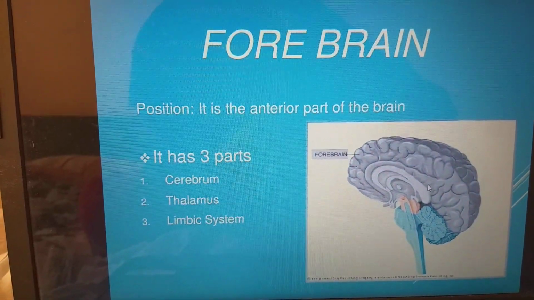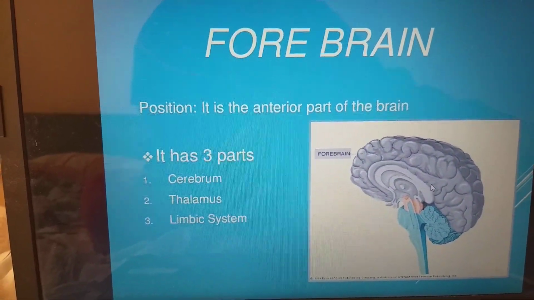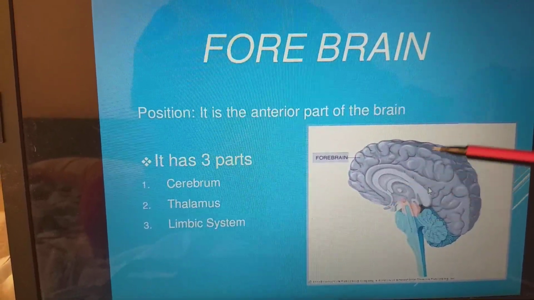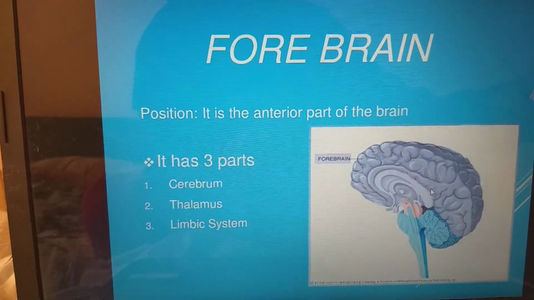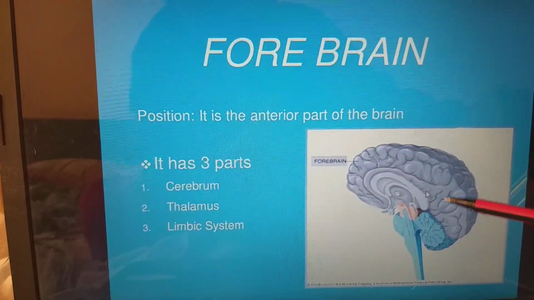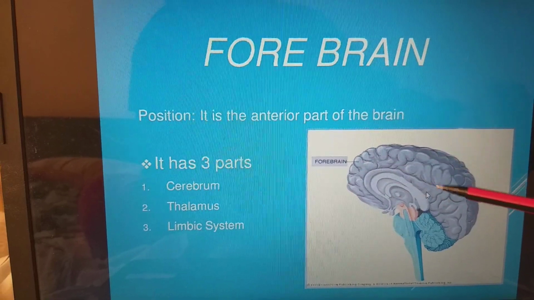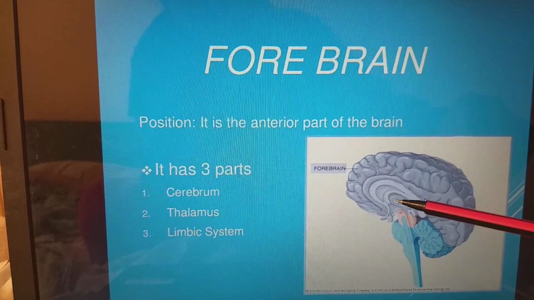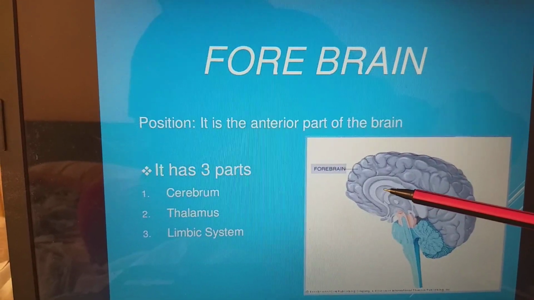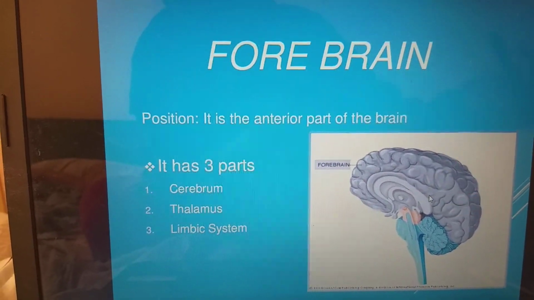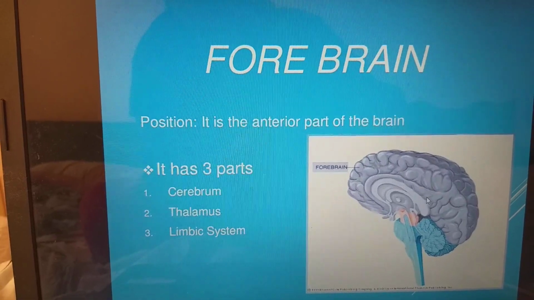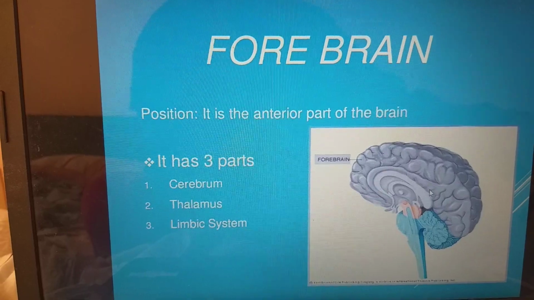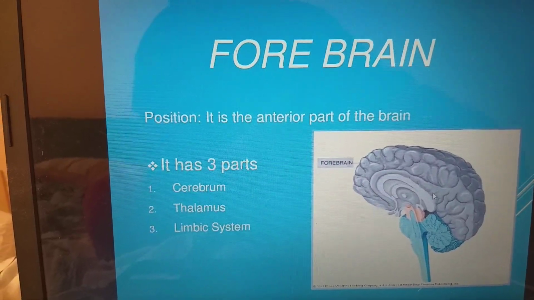Forebrain. Coming to the position, it is present on the anterior part of the brain. Anterior means front. So in the front part you will have the forebrain. It has again three parts. Cerebrum. So this whole grey color part is the cerebrum. And we have the thalamus. Thalamus is the sensory relay station. So here is the thalamus. And here we will have the limbic system, the emotional part of the body. Our whole emotions are controlled by the limbic system, like thirst, hunger, happy, anger, everything.